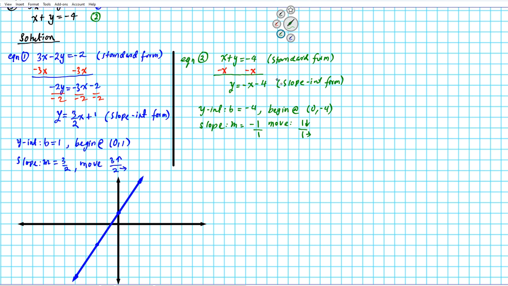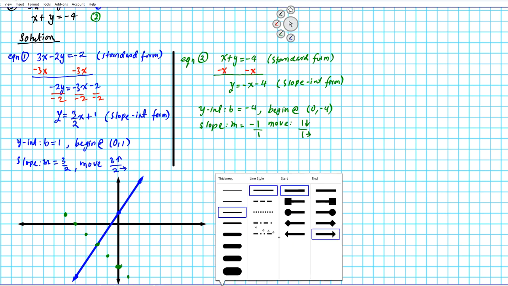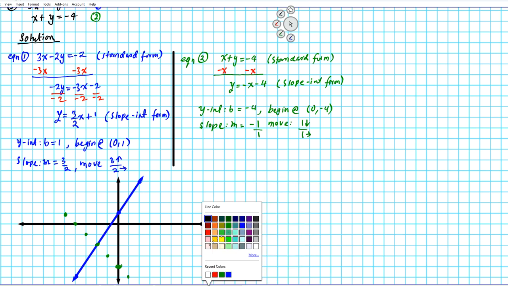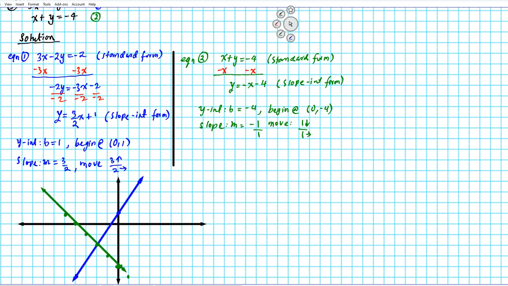Now let's graph it on the same coordinate system. Our y-intercept, or beginning point, is 0, negative 4. 1, 2, 3, 4. So here is our slope. The direction is we're going to go down 1 over 1. That takes us there. Or we can go up 1, back 1. Up 1, back 1. Jackpot. There goes the point that defines the second line. So let's graph the second line. Make it green. Bam, there you have it.